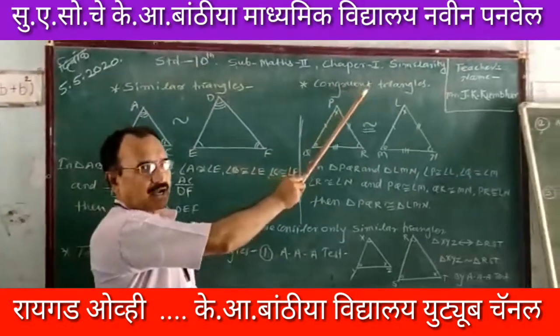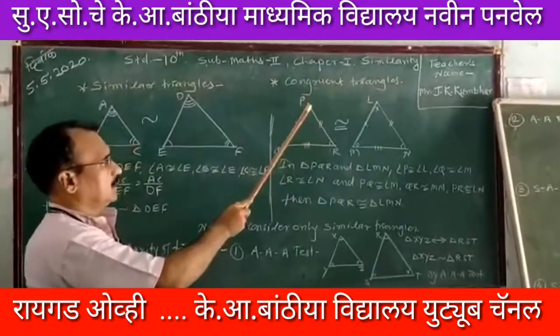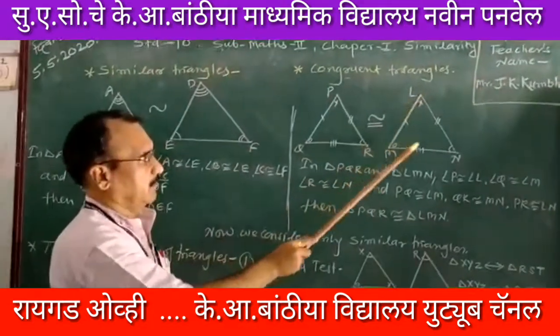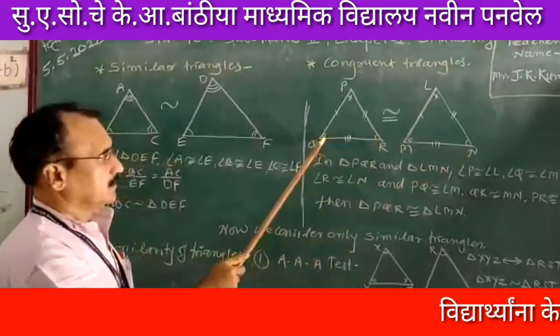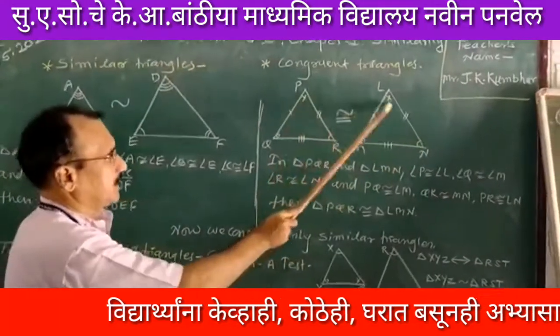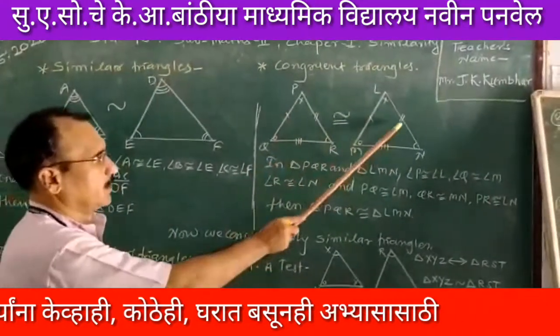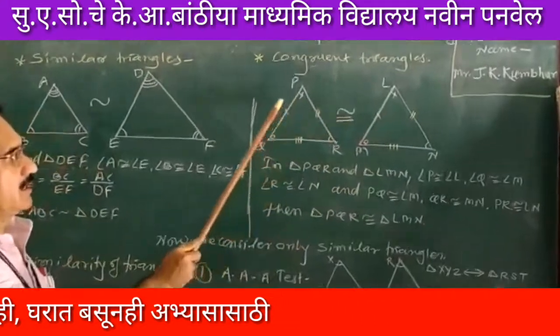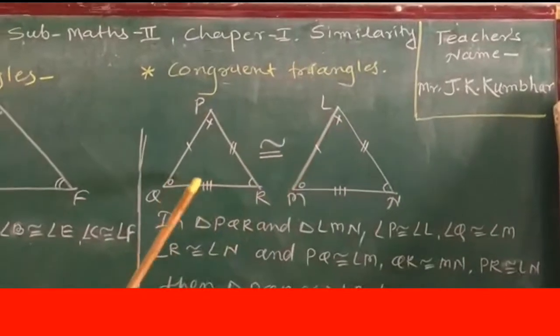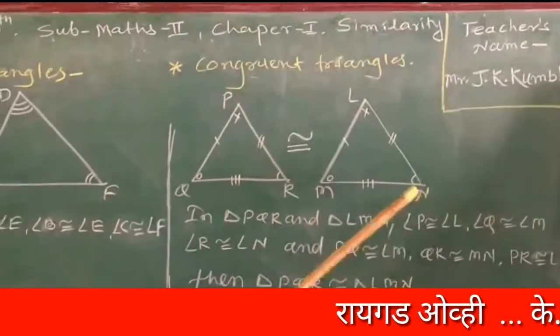Now about congruent triangles, see here triangle PQR and triangle LMN. These are the same signs on the angles, and on the sides also. That means these two sides are congruent, these two sides are congruent, these two angles are congruent, and the remaining angles are also congruent.